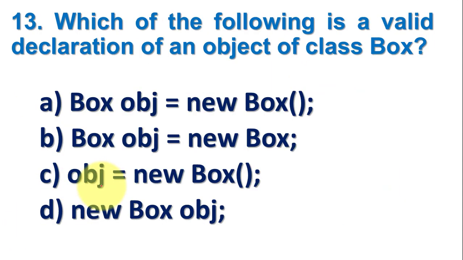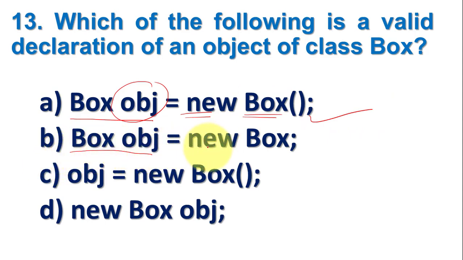Which of the following is a valid declaration of an object of class box? We have written this already in the previous slides. Box obj. Okay, this is correct. Obj is a reference variable here. New is a keyword and box is a constructor. So this is the right answer. B, let's check this.